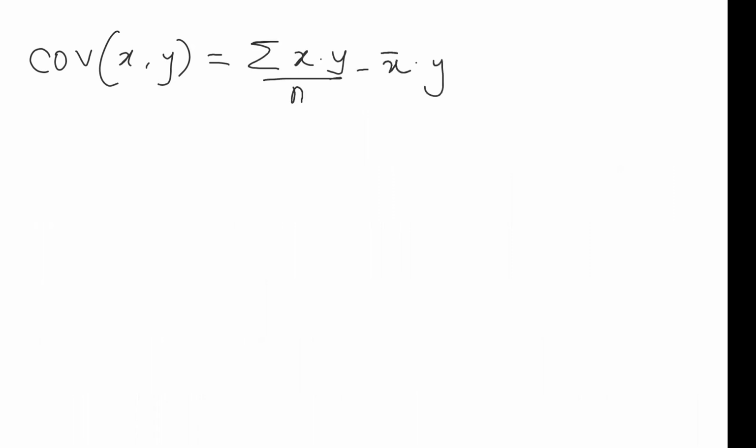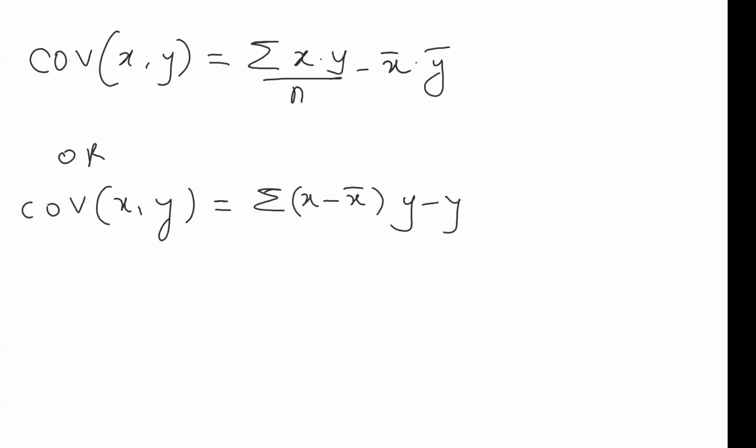Then the next set of formulae is as follows: covariance between x and y. Again, we have two formulae for this: summation x into y upon n minus x bar y bar, or covariance between x and y is equal to summation x minus x bar, y minus y bar upon n. Which formula to use will be decided from the given data in the problem. Fine.